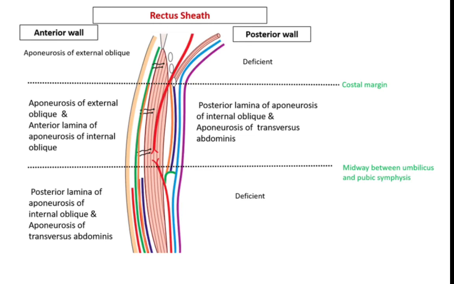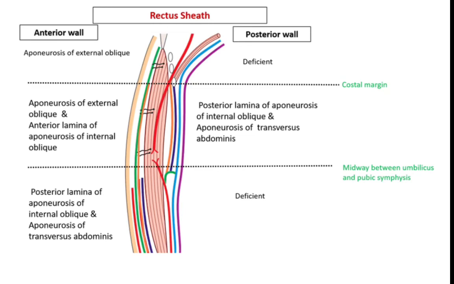Next to that, we have the orange colored line, which is the internal oblique aponeurosis, which is extending, you can see, posteriorly from the costal cartilages to midway between the umbilicus and pubic symphysis. Next to that, you have the dark blue colored structure, which is the aponeurosis of transversus abdominis. Then we have the rectus abdominis muscle. These are the layers you see in the anterior abdominal wall.